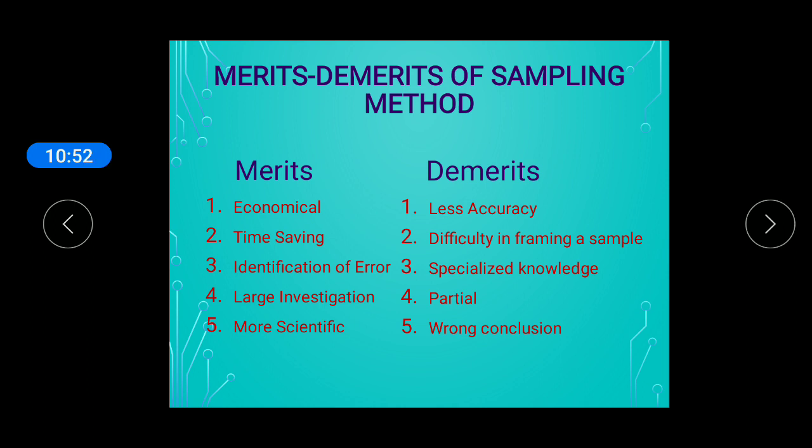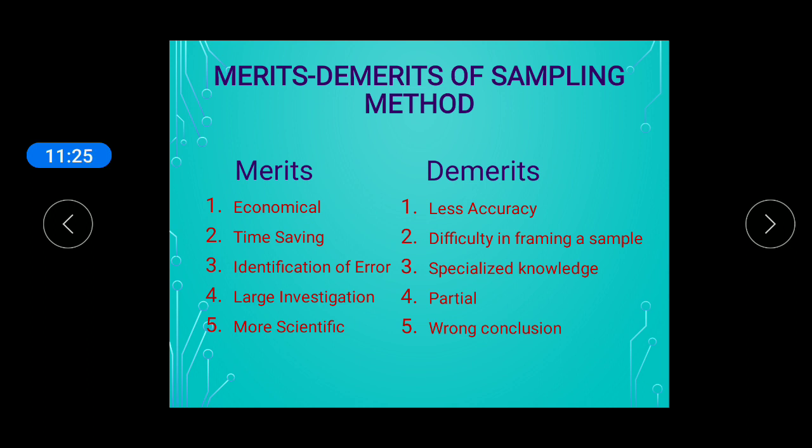Next is specialized knowledge. Dear students, to use this method, specialized knowledge is required. Sampling involves a set of technique and procedure. One must have the technical knowledge of choosing a representative sample from the universe. Dear students, for a person who has no knowledge about the methods of choosing the sample, it is very difficult to use that method.